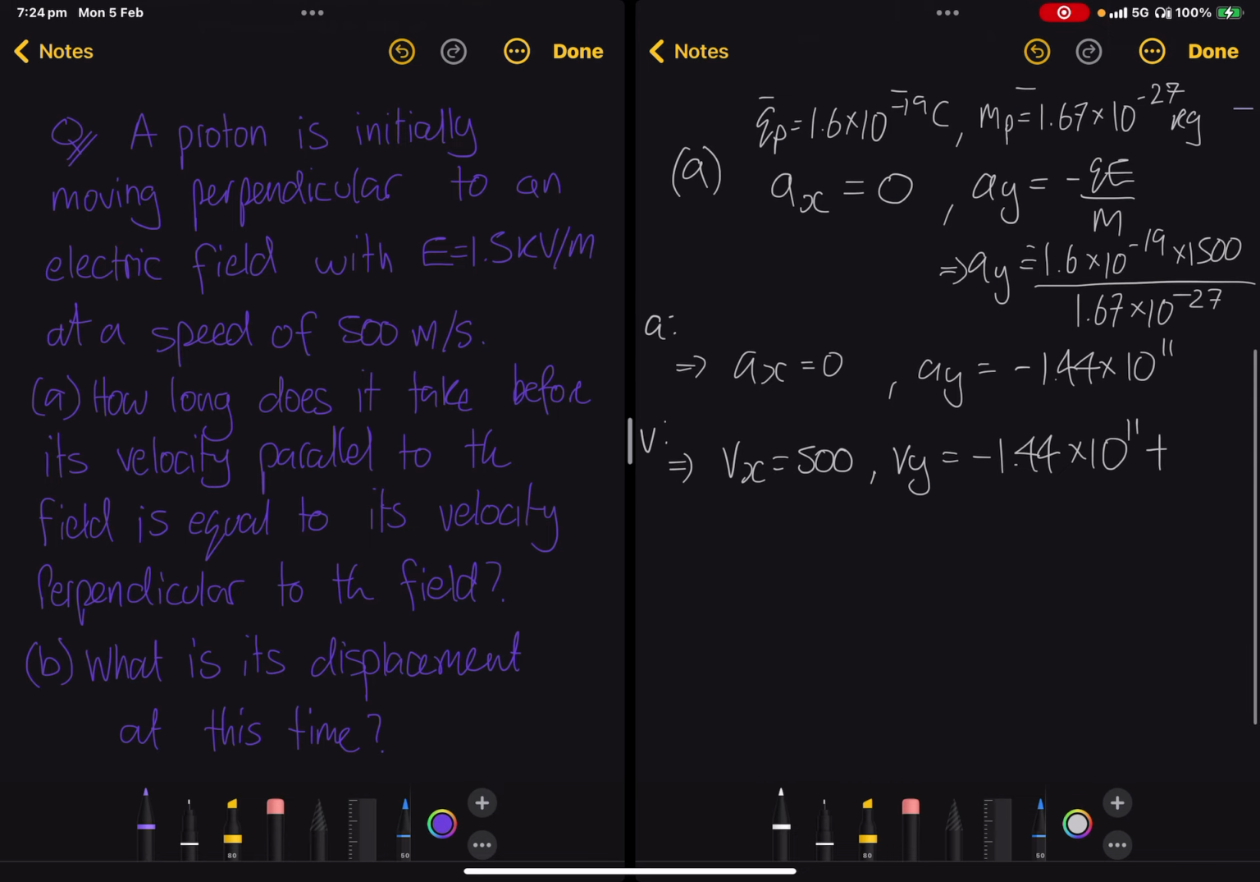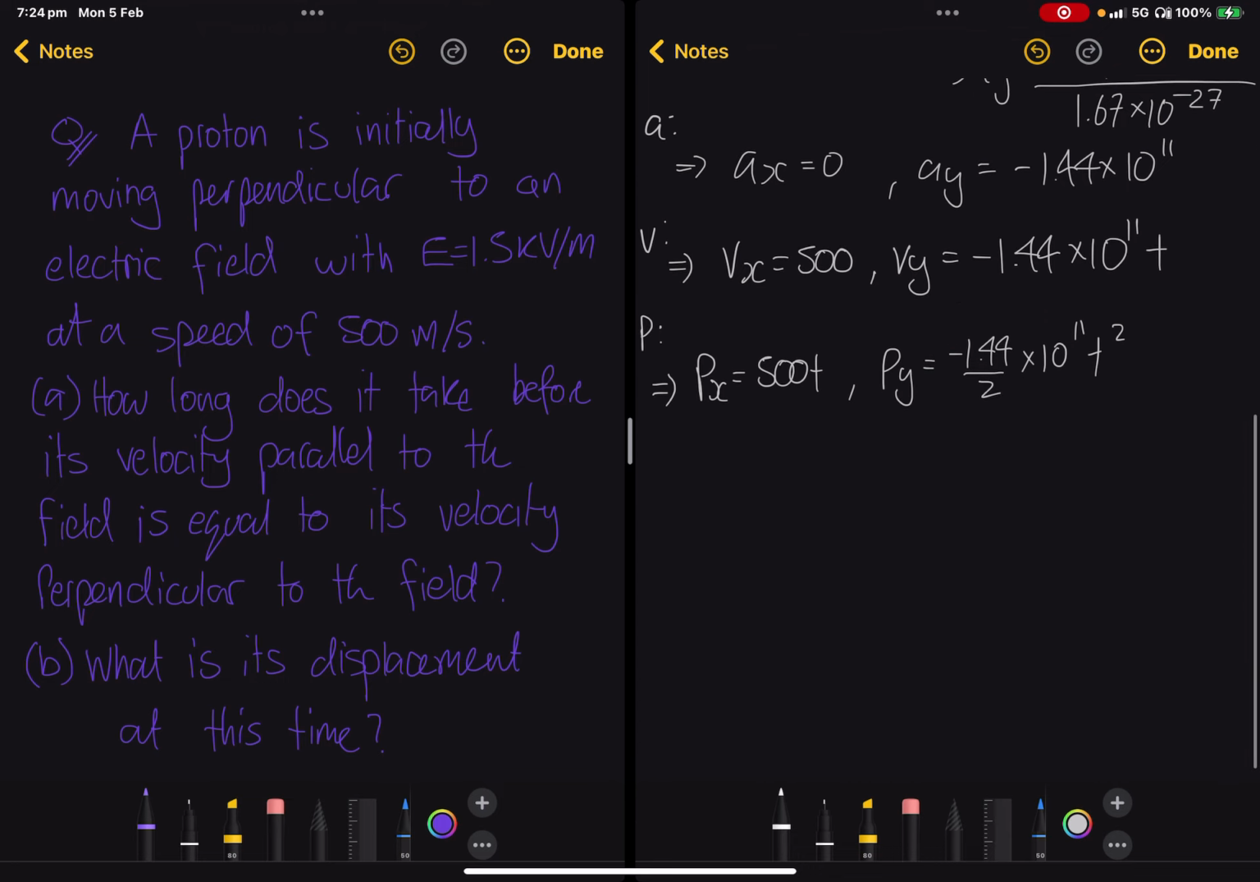And the positions, we can find these as well. If we let this start at 0, 0, the position in x will be 500 times time, and then the position in y will be minus 1.44 divided by 2 times 10 to the 11 times time squared, plus the starting position in y, well that's 0. So these are our acceleration, velocity, and position equations.